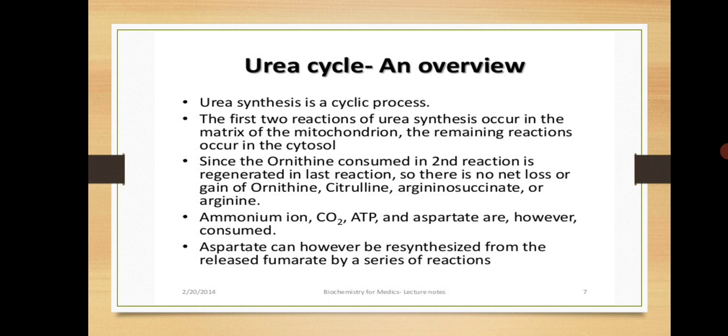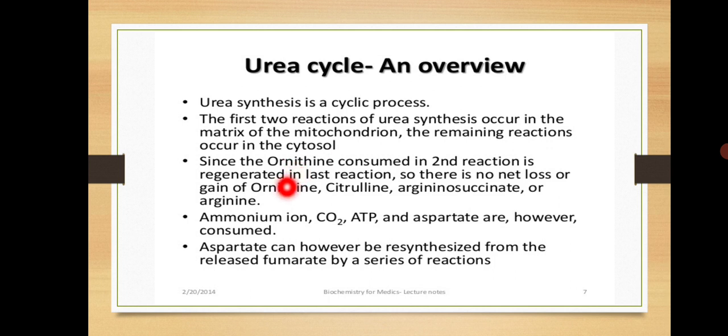We have already discussed the overview of the urea cycle in the diagram, but let's see it in a theoretical manner. Urea synthesis is a cyclic process. The first two reactions of this cycle occur in the matrix of the mitochondria, and the remaining steps occur in the cytosol. You have to keep this point in mind.